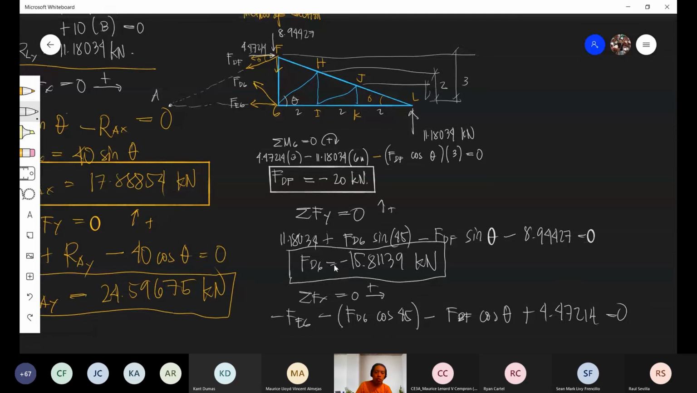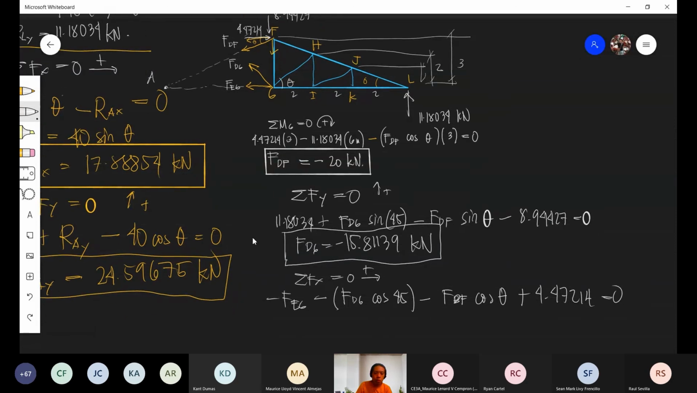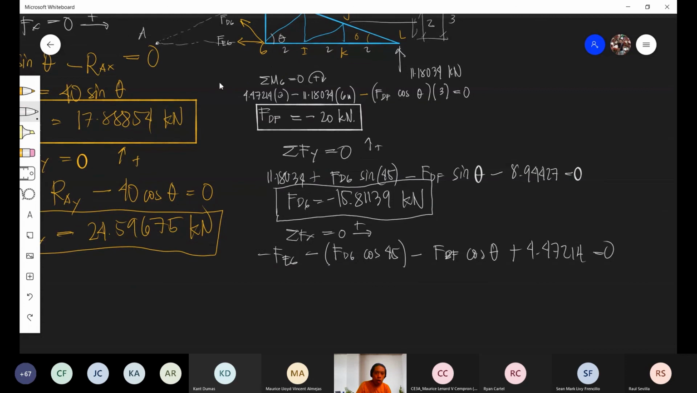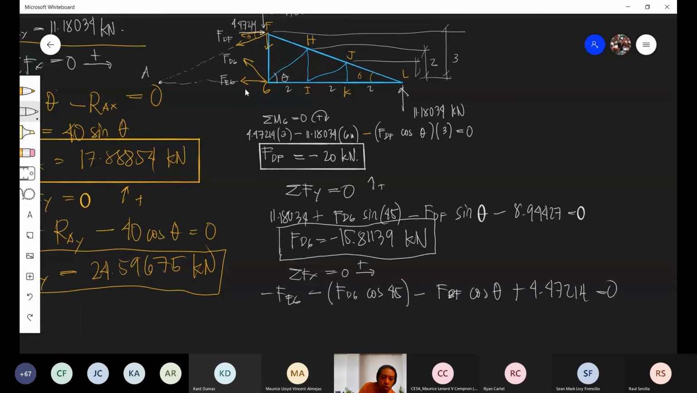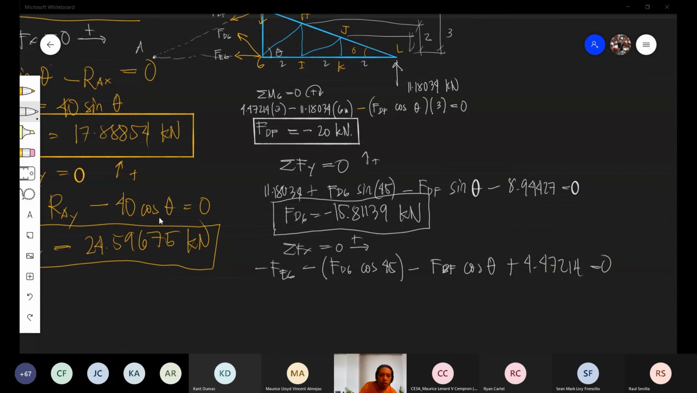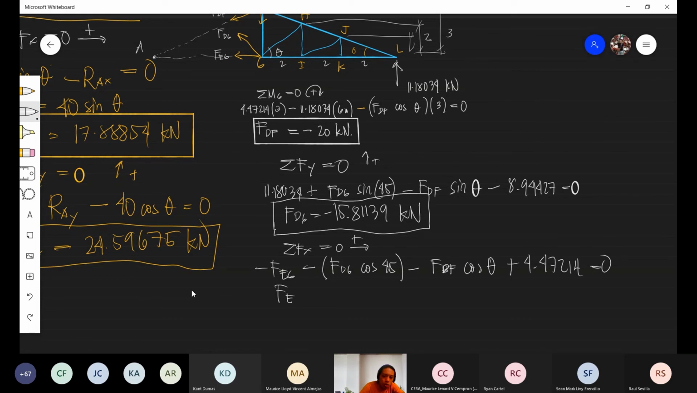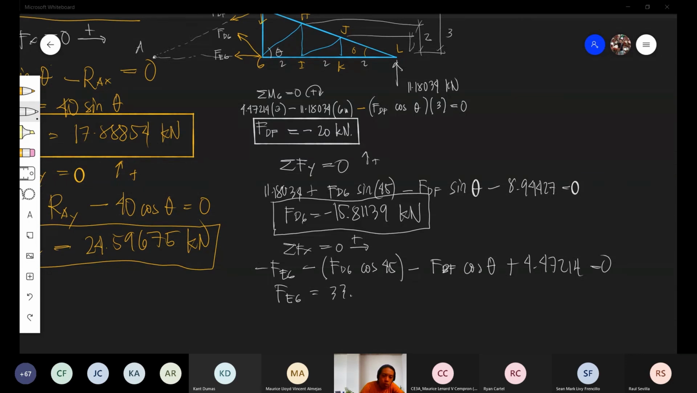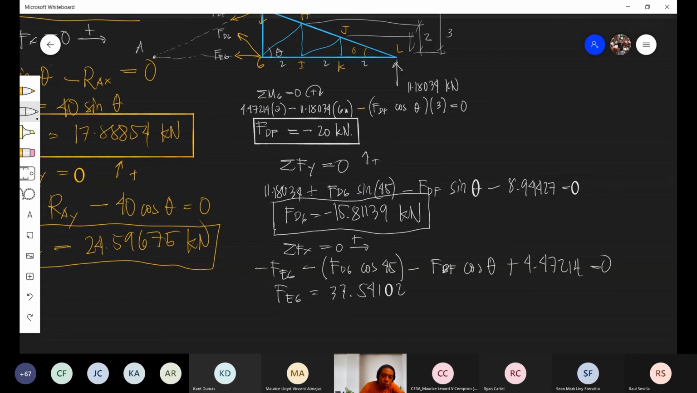Take note the value of FDG and FDF are negative. Okay, so ibutang it negative gap it iya value. So this will be negative FDG negative. Try to solve also ha para makita natin. Positive 33.54. FEG is equal to 33.54102. Yes, sir. This is in kilonewton. Yan. So, FEG.